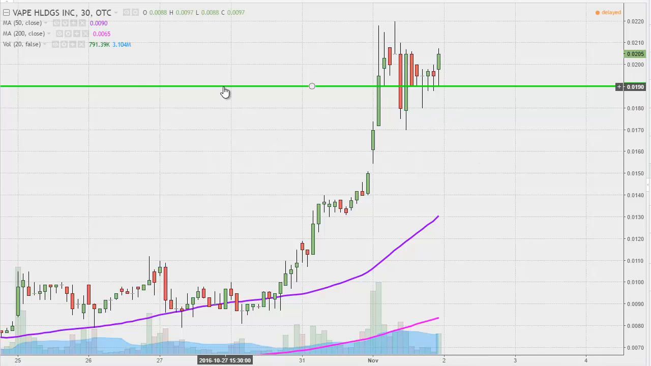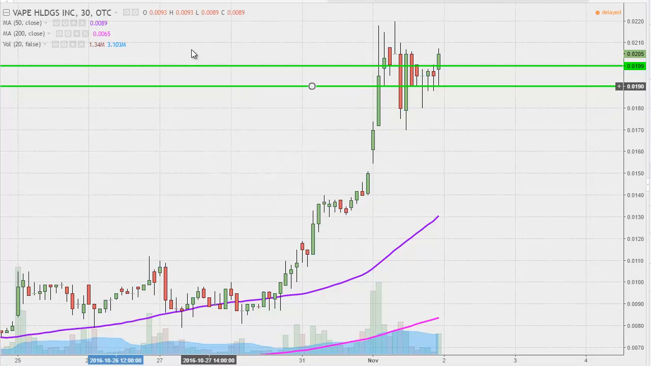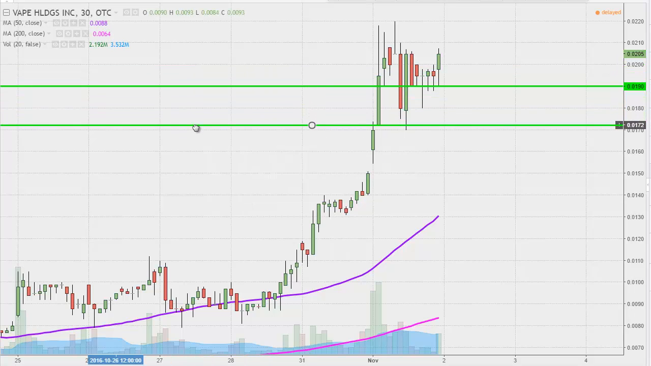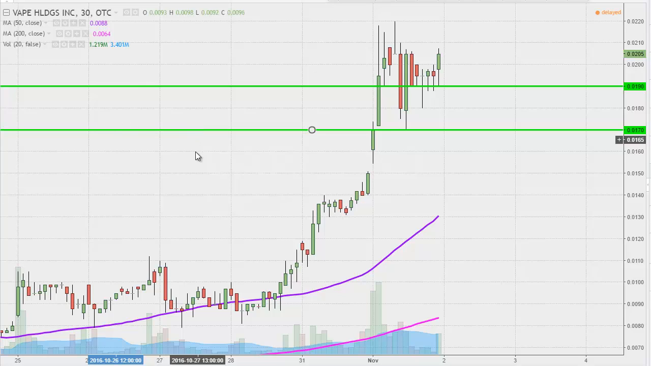Now, in the event 0.019 does not hold, next potential area of support down here at that point sits at 0.017. From the big picture perspective, and it's totally not relevant right now, but keep an eye on the purple line down there. That is the 50-period simple moving average.